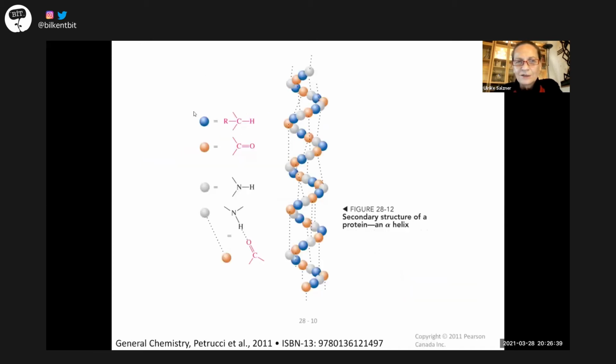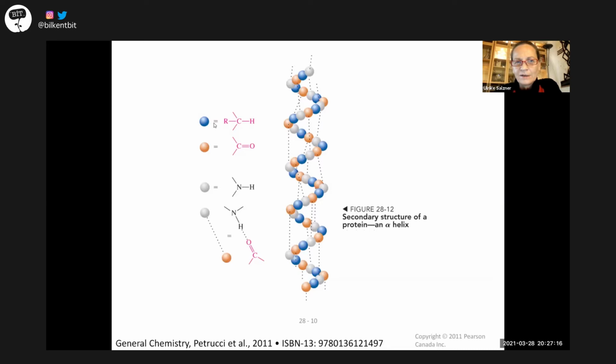You see that the RCH groups are now drawn as blue balls, the CO groups as orange ones, the NH groups are white. And then you can form a chain of spheres in different colors, which are representing these groups. In this way, it becomes easier. And now this is a helical structure, and this is a so-called alpha helix. Many proteins form alpha helices. Some of them do something else, which is called a beta sheet. But this is the main secondary structure of proteins.